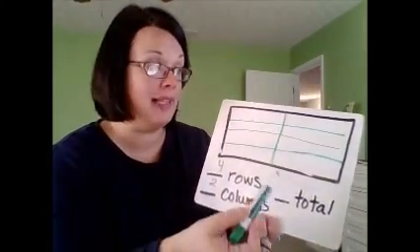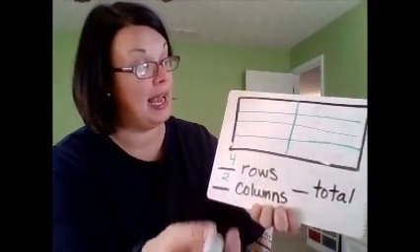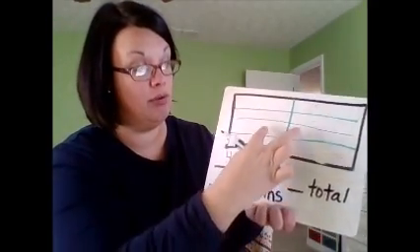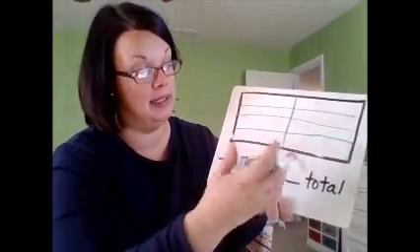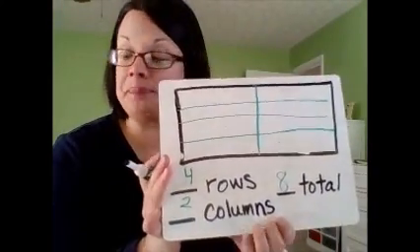Now I need to count these up. 1, 2, 3, 4, 5, 6, 7, 8. I can also count by 2s. 2, 4, 6, 8. So there are 8 squares in this rectangle.